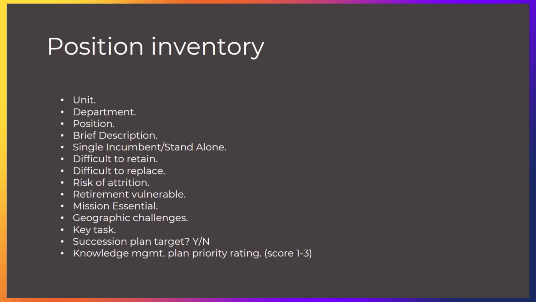Yes or no? Knowledge management, plan priority rating, you can score these between 1 and 3, and we'll go into how they're scored. But this is what should be on your spreadsheet for each position, right? You're filling in all this information so that you know if you're going to be targeting it for succession planning and what the plan priority rating is, right? How are we scoring it?